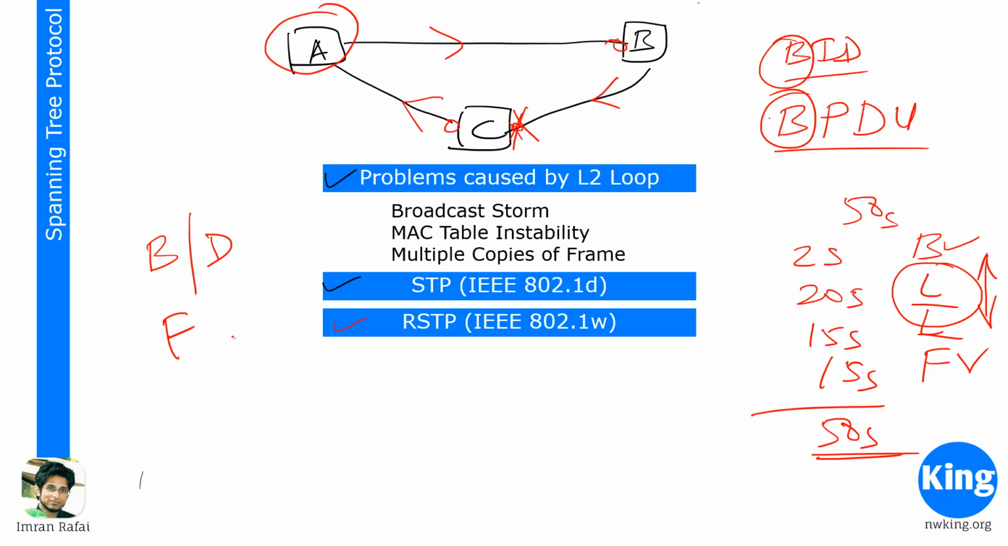Also, the forwarding state had something called the alternate port. In STP, there used to be a root port.